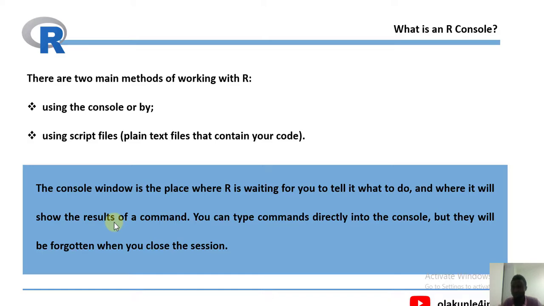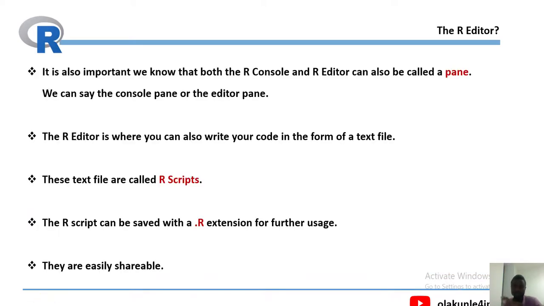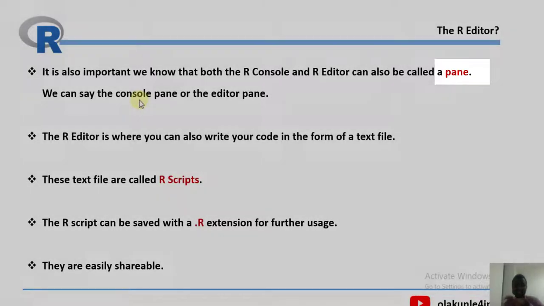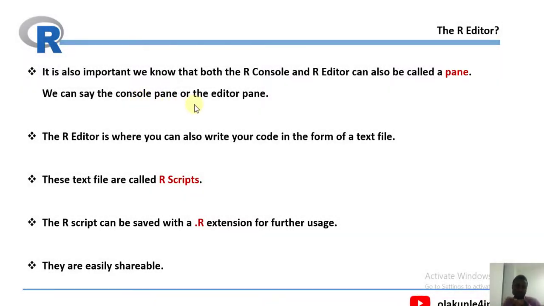These are the two things we do with the R console. You can type commands directly into the console, but they will be forgotten when you close this session. So this is one of the limitations of typing our code on the console, and that leads us to talk about the R editor. But before we talk much about the R editor, it is important we know that both the R console and R editor can also be called a pane. That is, we can say the console pane or the editor pane.